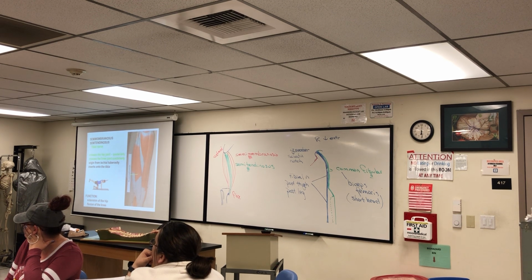So on the posterior compartment, here's the big toe, so this would be medial. Here's the little toe, so this would be lateral. All right? And this is the common attachment of the ischial tuberosity. So lateral is going to be my biceps femoris, and this long one is biceps femoris long head.